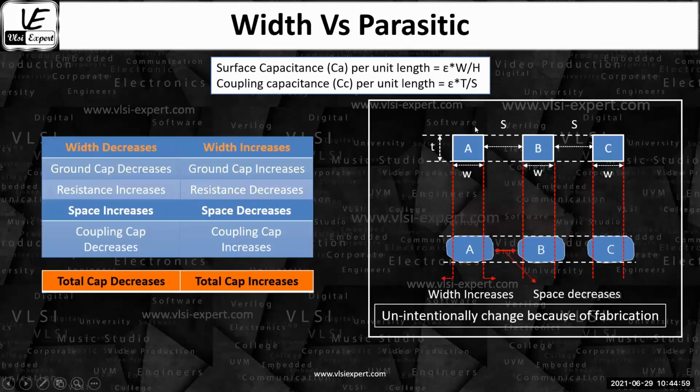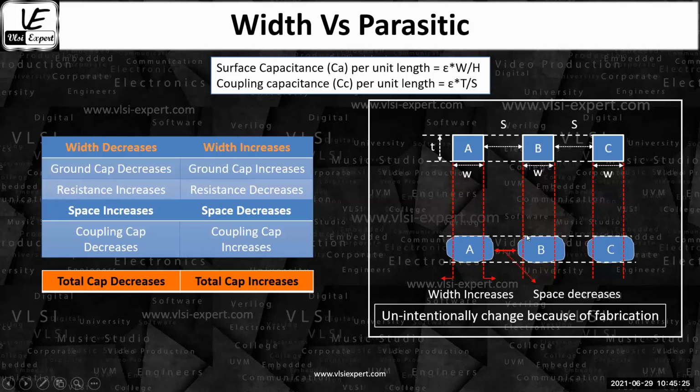But if you're talking about the unintentional change, what is going to happen? Just check it. Let's see that the width increases. Yes, the ground cap is going to increase. The same thing: width increases, ground cap is going to increase, and resistance is going to decrease, the same formula. Now, what is going to happen with the space? Space decreases. Yes, this happens because of the unintentional change.